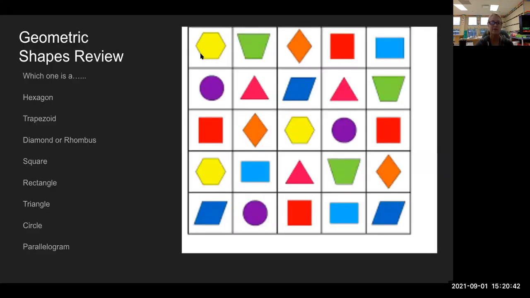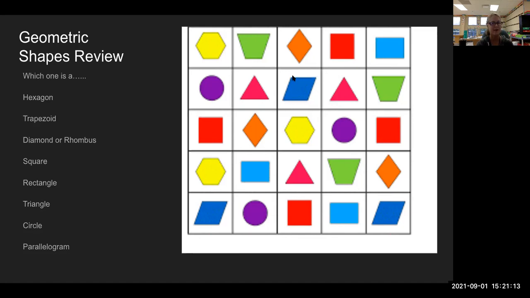And here we are. Here's our hexagon. And then our trapezoid is going to be this one, which is like a triangle with the top cut off of it. And here is our diamond or rhombus, our square, our rectangle. We have our circle and our triangle. Here's our, what's this one?